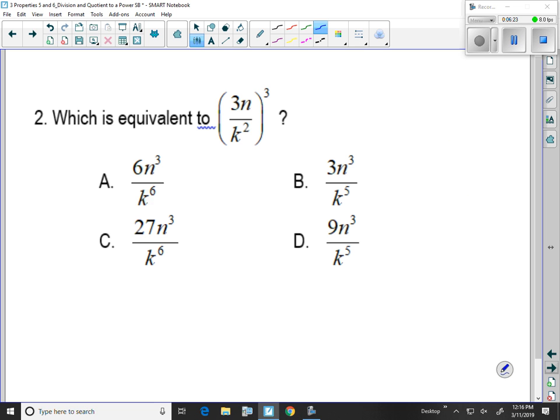All right, number 2, which is equivalent to, what am I going to do with my 3 and my cube? What's 3 cubed? 27. Okay, and then n to the, and then k to the, all right. Do we have it? Yes, it's right here.